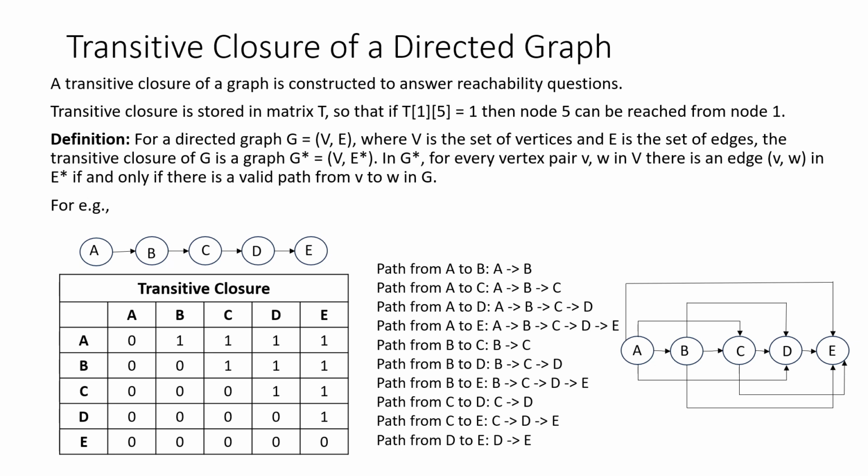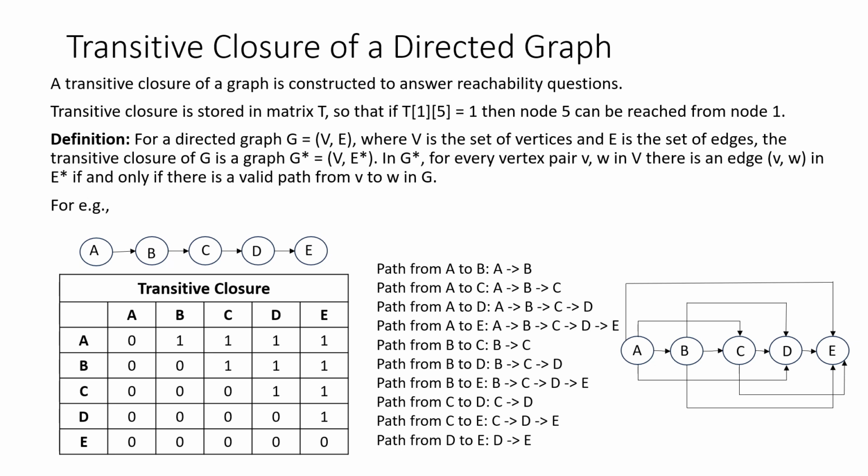Now let's try to understand this with the help of an example. Now let's consider the graph shown at the left, which consists of 5 vertices A, B, C, D, and E, and it has 4 edges. Now let's try to build the transitive closure matrix for this graph. So the transitive closure matrix is also shown here.